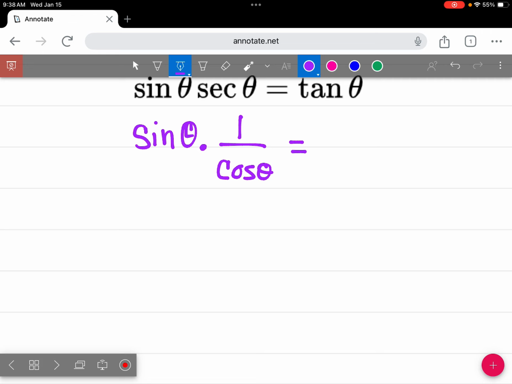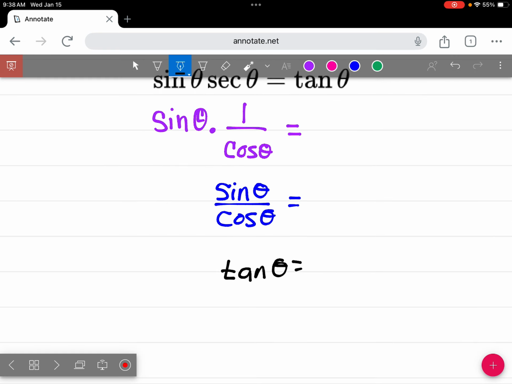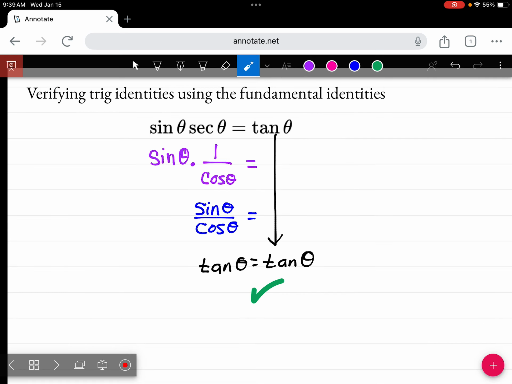So if I have sine of theta times 1 over cosine theta, what does that equal? I was going to say it's sine over cosine, right? What does sine over cosine stand for? If I put it back into regular trig functions, that's tangent. So that's tangent theta. And that's exactly what we were aiming for, tangent theta. So we did verify this. Ta-da. Once we get the left-hand side to match the right-hand side, we're done. I want the left side to match the right side.